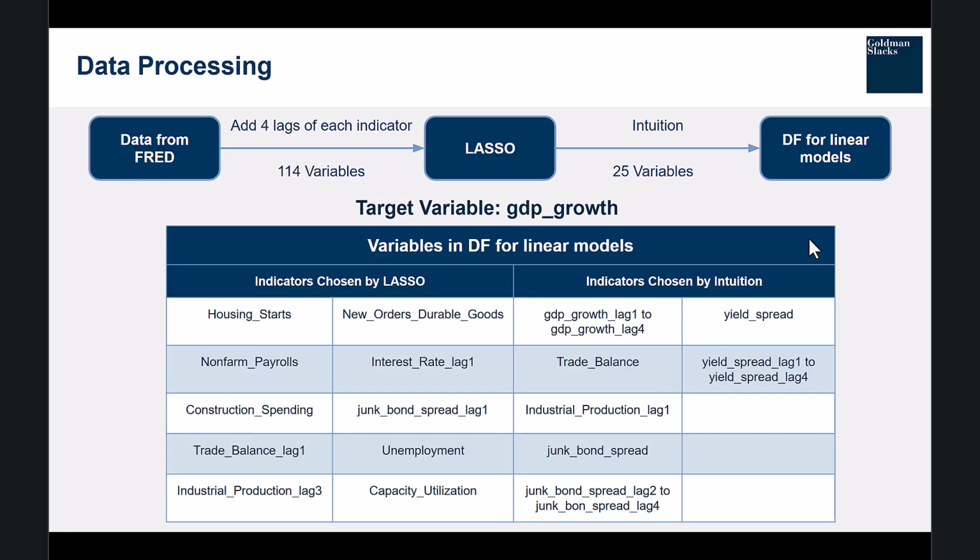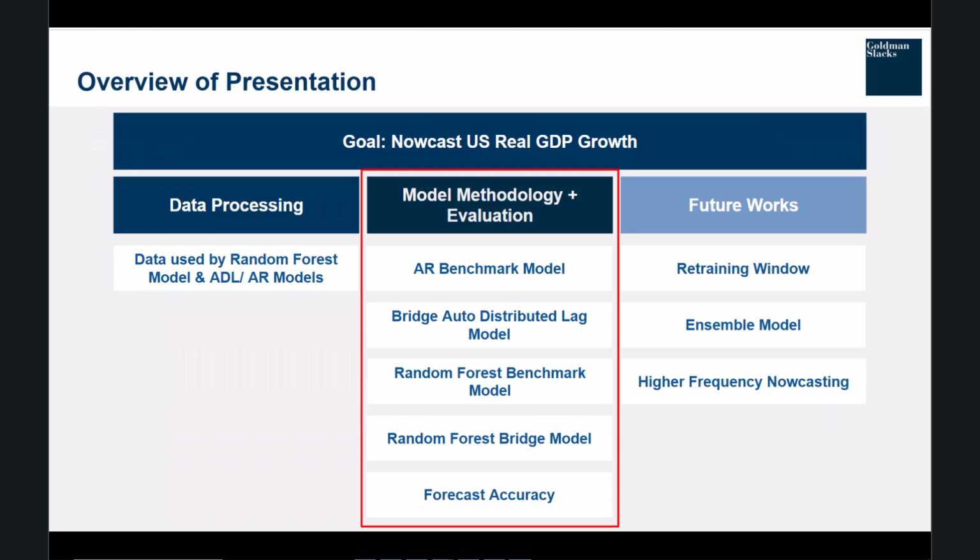For the DF that is used by the linear models, we first added 4 lags of each indicator before using lasso to reduce the number of indicators. Here, the theoretical optimal is automatically computed in the HDM package in R. After running lasso and adding our own indicators using economic intuition, the number of indicators was reduced from 114 to 25. Moving on to model methodology and evaluation.